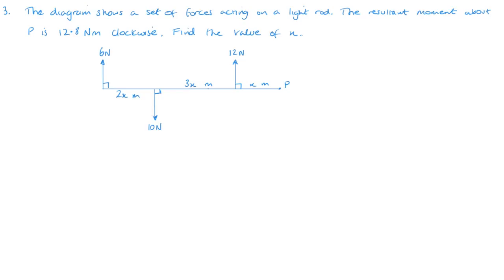Okay, number 3, we're told the resultant moment. So let's find the moments of the individual forces. So start with the 6 Newton force. So that is 6 times, now 2x plus 3x is 5x, plus x is 6x. So 6 times 6x, or 36x Newton meters. And this is going to go in this direction, so clockwise.